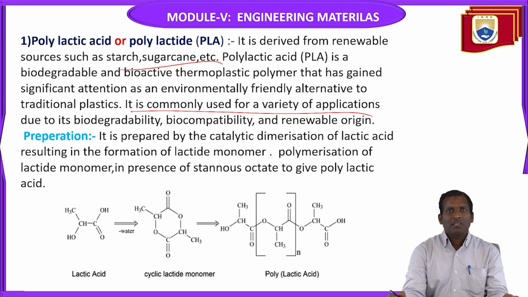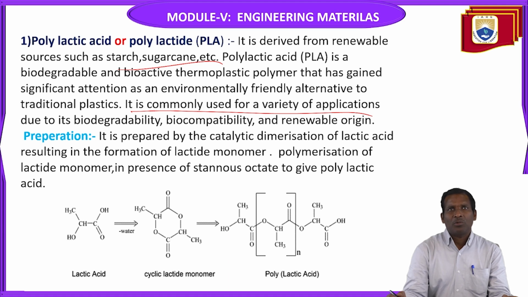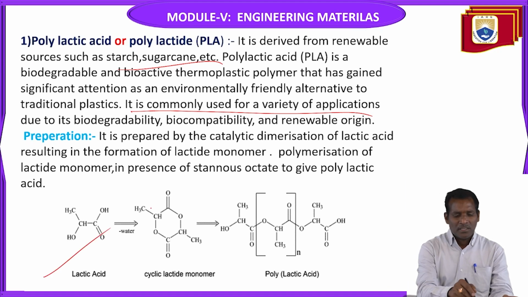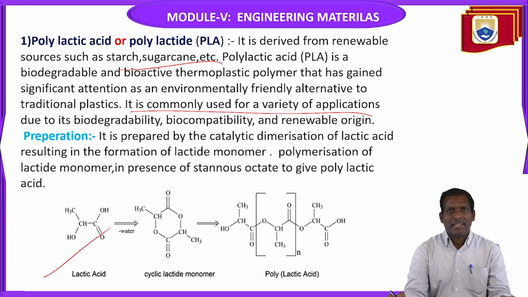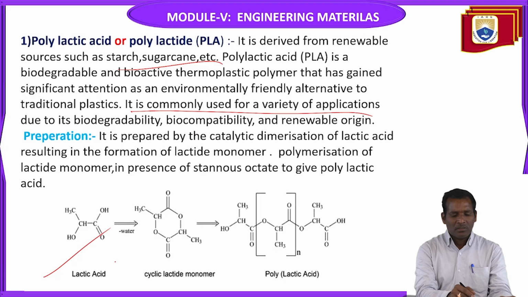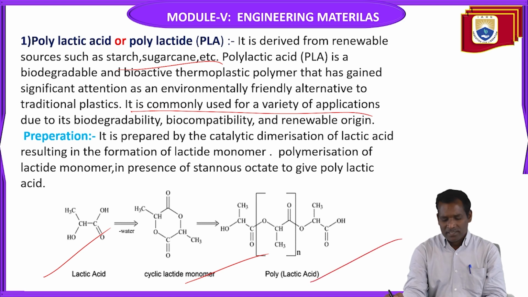So the preparation: it is prepared by the catalytic dimerization of lactic acid, resulting in the formation of lactide monomer. The polymerization of lactide monomer in presence of stannous octoate gives polylactic acid. So here you can see the formation of polylactic acid and cyclic lactide monomer. First the lactic acid, with the action of water, gives cyclic lactide monomer, and then finally forms the polylactic acid.